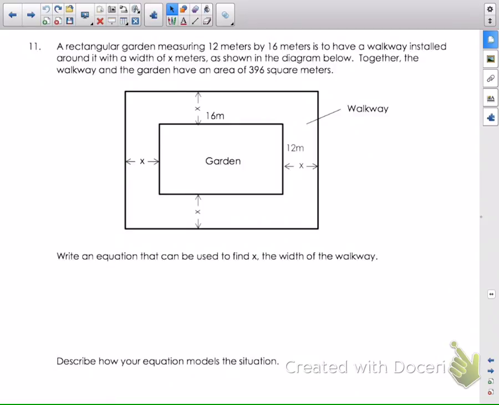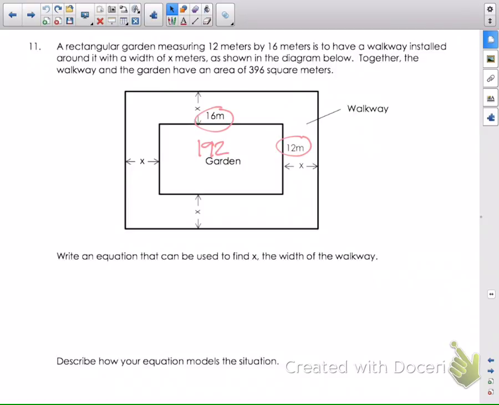All right. Okay, we need to be able to solve for the width there. The garden is measured 12 meters by 16 meters. So you have that here. When we have a rectangle inside a rectangle, it tells us together the walkway and the garden have an area of 396 square meters. So first thing that we can easily find the area of here is the garden itself. 16 times 12. What's that going to give me? 192. That's the area of the garden?